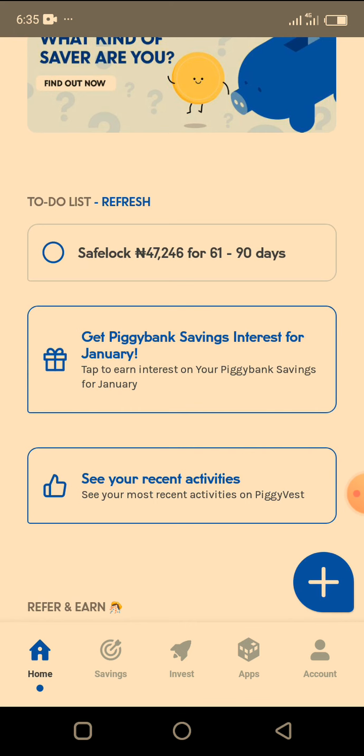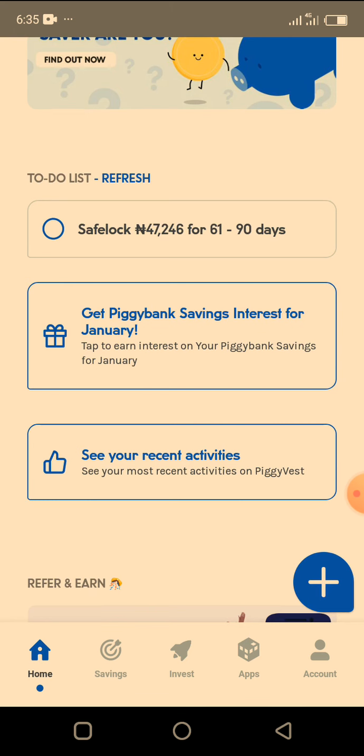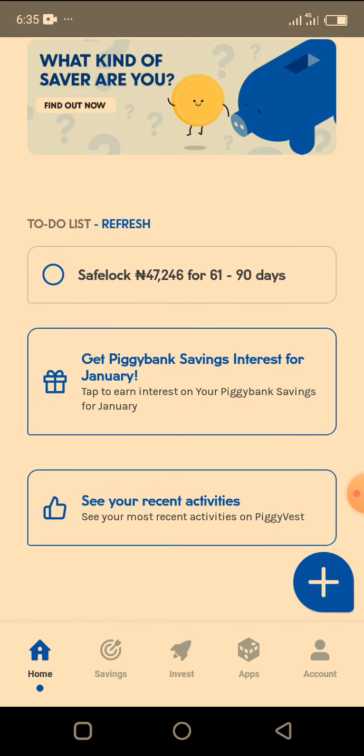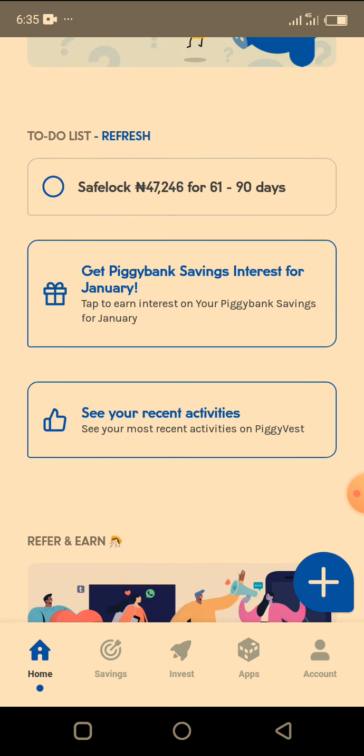You have the safe lock. Now the safe lock is a place you can put a certain amount for a certain period. You can decide to safe lock, like they're expecting me to do a 47,000 naira safe lock for about 90 days. So you can choose to put a certain amount of money and safe lock it, because in safe lock you get up to 10% interest if you meet your target. Piggyvest pays you 8%, but the 8% is counted daily, on a daily basis. So even if you don't leave the money to the end of the year, you still get paid interest for the period the money was left in the Piggyvest account.